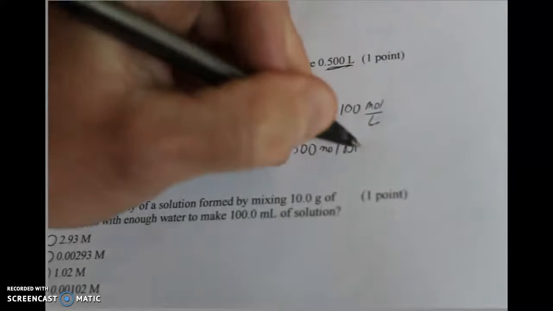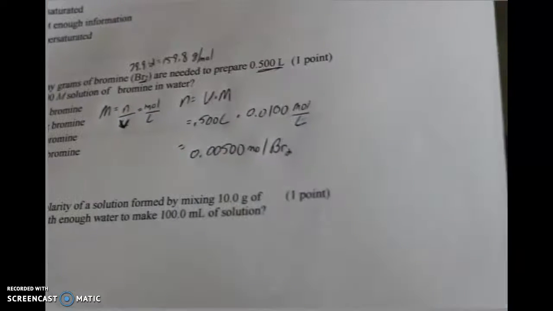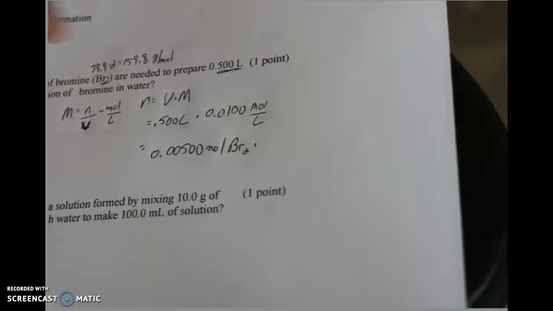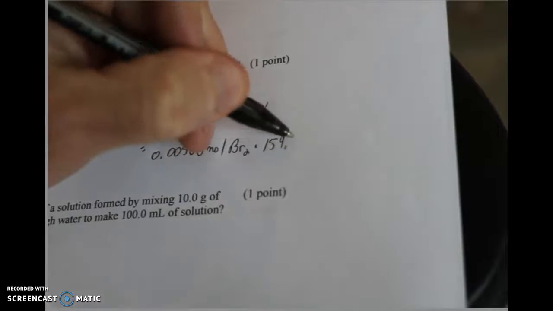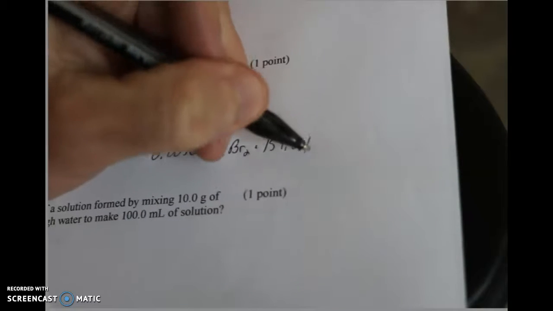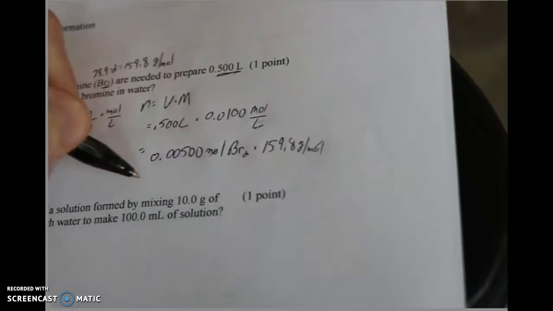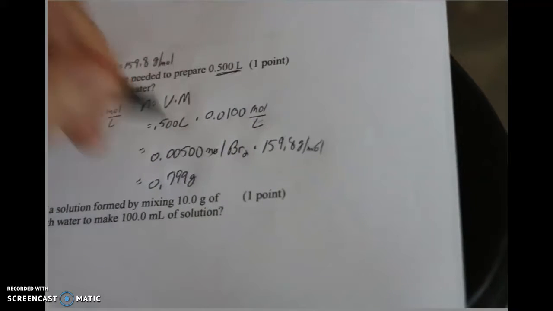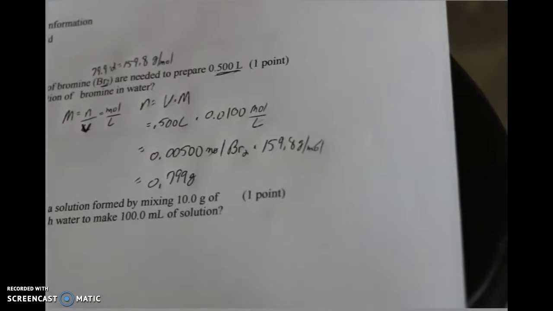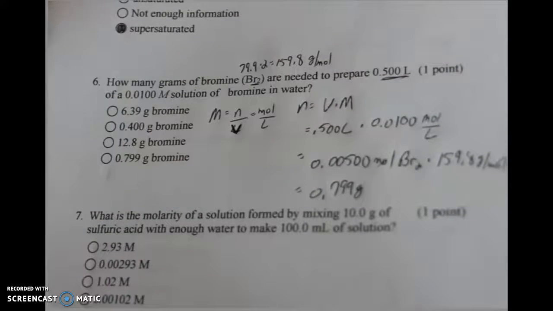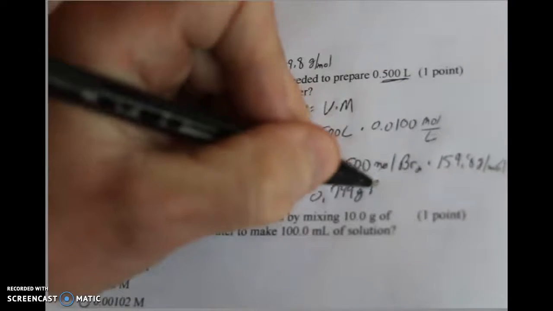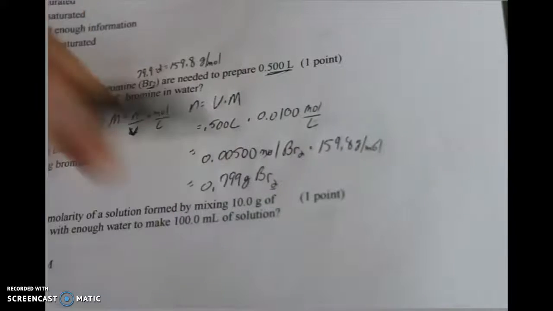Moles of Br2. But it's not asking us for moles, it's asking us for grams. And this is where this 159.8 grams per mole is going to come in. So we multiply that answer by 159.8 grams per mole. The moles will cancel out. You end up getting 0.799 grams, rounded off to 3 significant digits because that's what we're working in this problem. And we end up getting that answer. Just remember, bromine's diatomic. It's easy to miss that part.